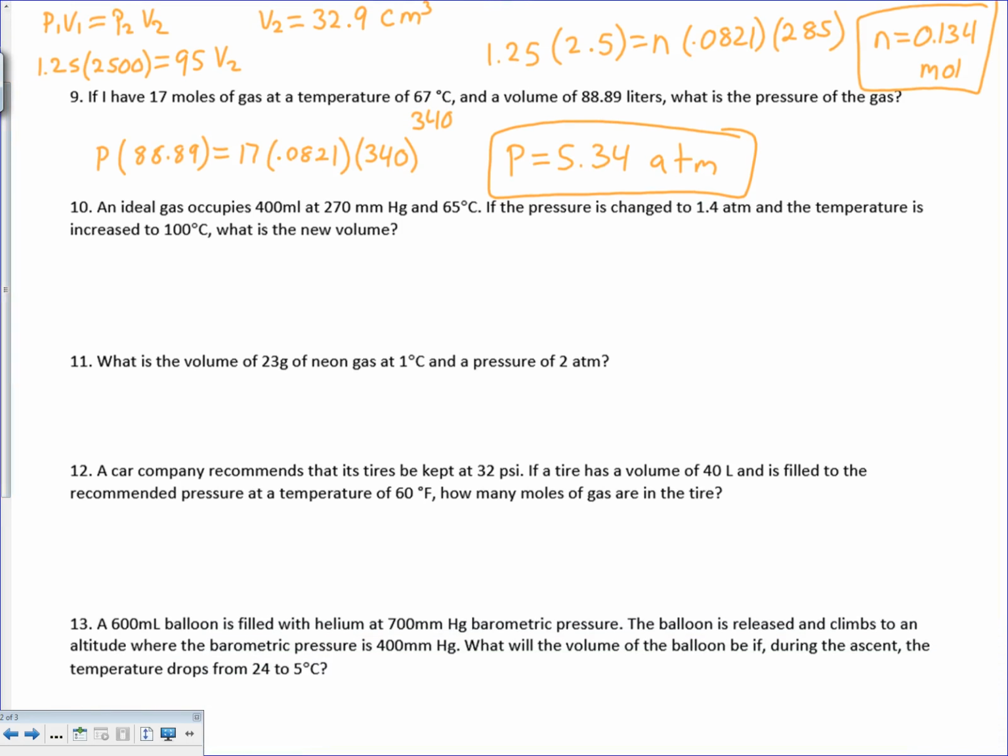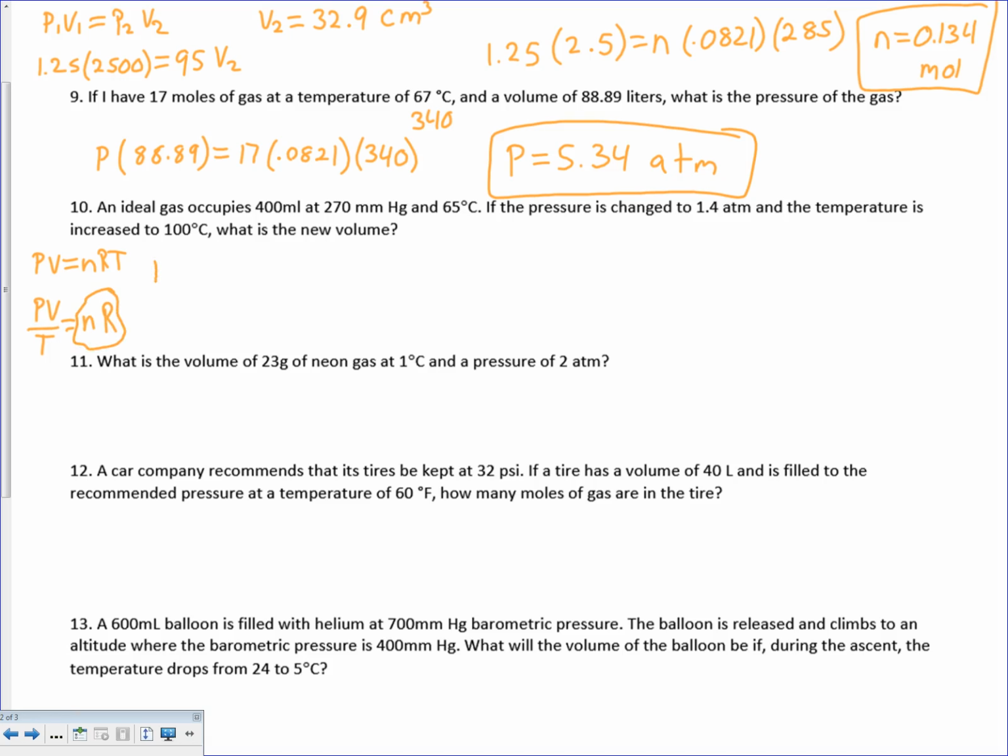Number 10. This one says an ideal gas occupies 400 milliliters at 270 millimeters of mercury and 65 degrees Celsius. It says if the pressure is changed to 1.4 atmospheres, the temperature is increased to 100 degrees Celsius, what's the new volume? So in this one, we actually have a pretty intense set of situations here. We've got 3 things that are all changing at the same time: pressure and temperature and volume. So when we solve the PV equals nRT equation, we want pressure, volume, and temperature all on the same side. So we say PV over T equals nR. These are going to be constant.